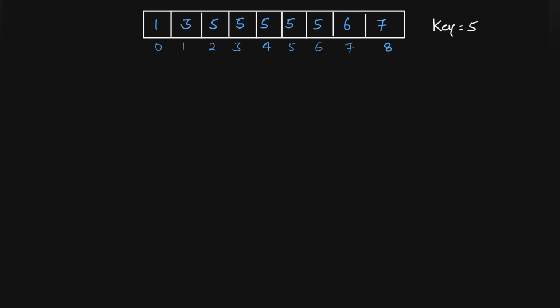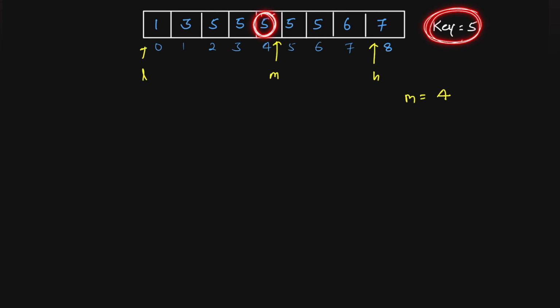Everyone knows that what we do in binary search is we have high and low, and we simply find the mid. So if I find the mid, it would be 8 divided by 2, which is 4. So my mid will be pointing at this position. Now I will check, is this the number I'm looking for? Yes, I was looking for 5 and I got my 5.